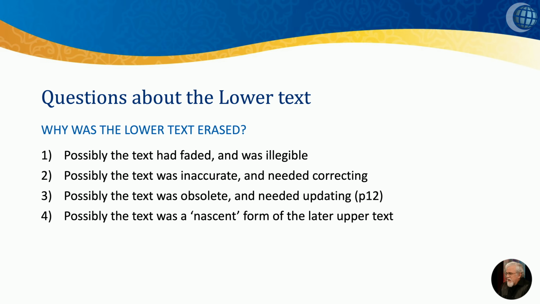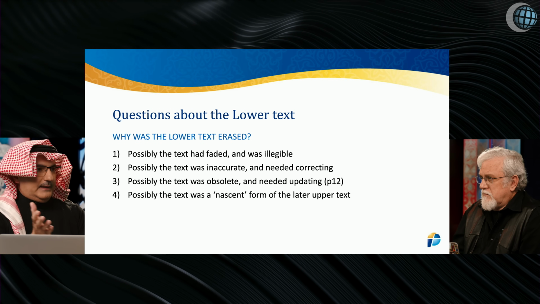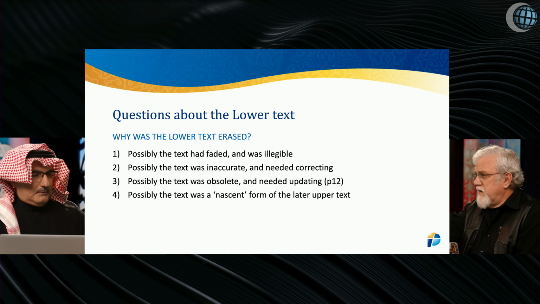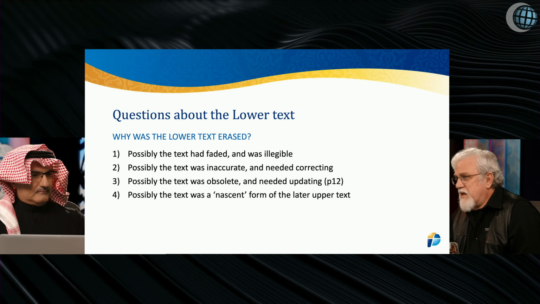Possibly the text had faded and it was illegible, and that's why they didn't have to write over. Maybe that's the case. And I want to add, obviously we're asking why it is erased when in fact you're talking about a caliph who authorized this, who can afford to buy leather pieces rather than to reuse some. Absolutely. Another possibility that she came up with was possibly the text was inaccurate and needed correcting.